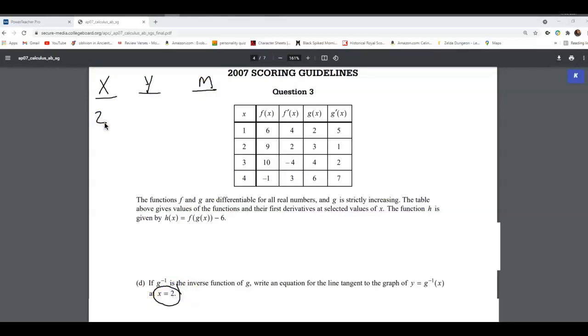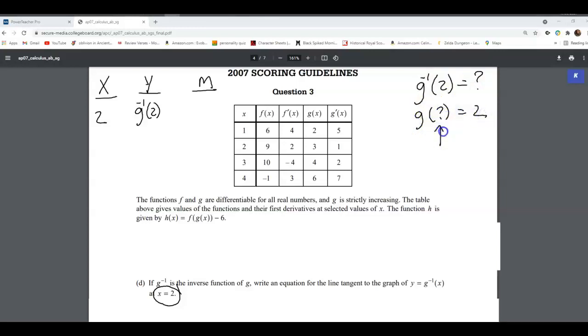So how do I find the y value? We find the y value by plugging the x value into the original function. So I want to know what's g inverse of 2. Well, we have to remember how to work with inverses. g inverse of 2 is equal to something, and that means that g of that something is equal to 2.